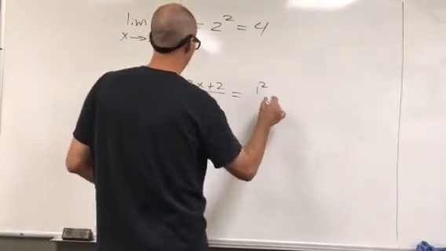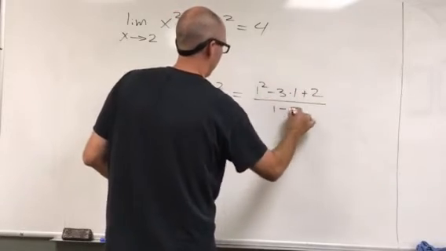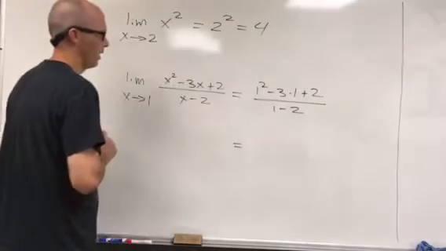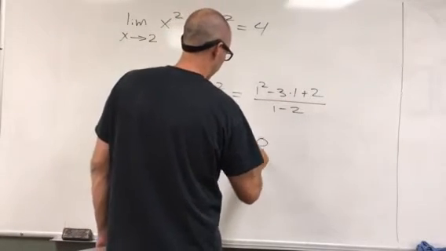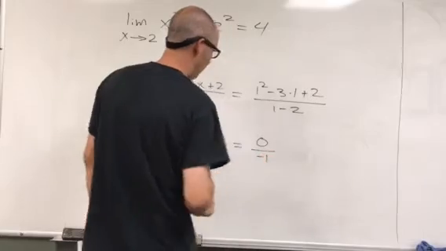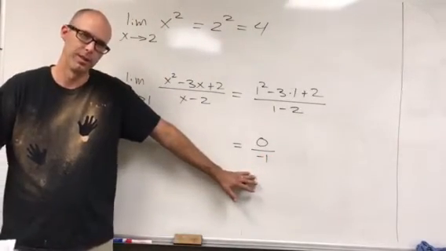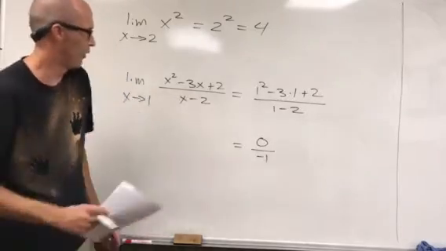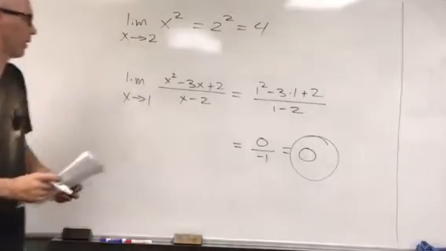All right, we get 1 squared minus 3 times 1 plus 2, over 1 minus 2. Let's see, that's going to be a negative 3 plus 3, that's a 0 over negative 1. Is that a defined number? Yes, it is. 0 over a defined number is 0. Okay, so that's our limit, 0.